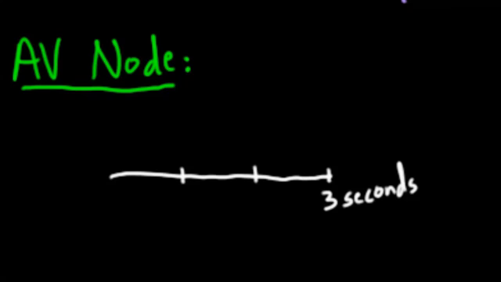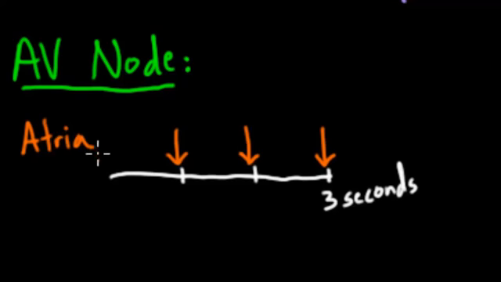So you just watch the atria and you say, wow, I saw one contraction that happened right there, and one contraction that happened right there, and one contraction that happened right there. So the atria, as they get the wave of depolarization, are contracting now 3 times in 3 seconds. So for the atria, you saw 3 contractions.